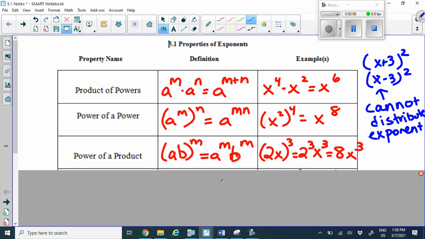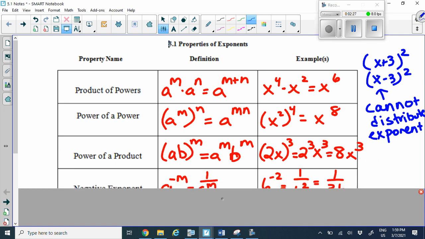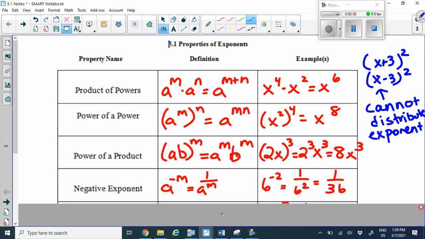So here, notice we have 2x, and that's all being taken to the third power. So we distribute that cube to the 2 and to the x. So we have 2 cubed times x cubed. Now, anytime you have a number, you do need to evaluate. So we evaluate 2 cubed to give us 8, and then we have 8x cubed. The reason we have to evaluate is that's how we're going to simplify. So make sure any numbers you evaluate all the way.